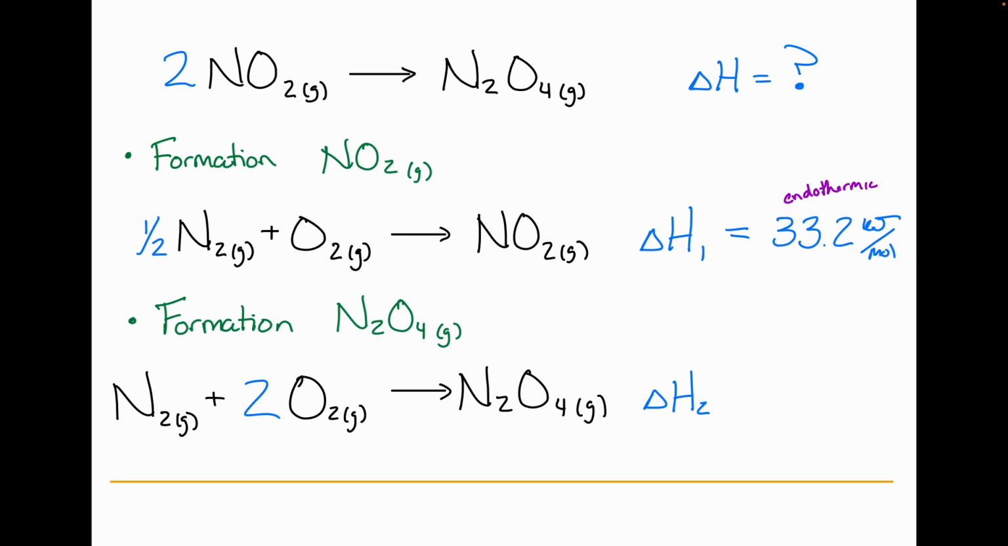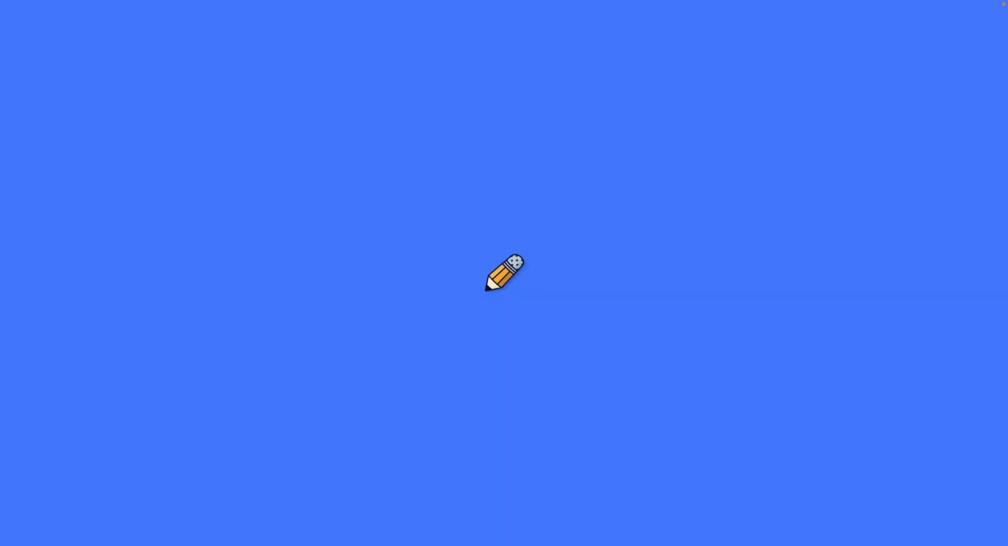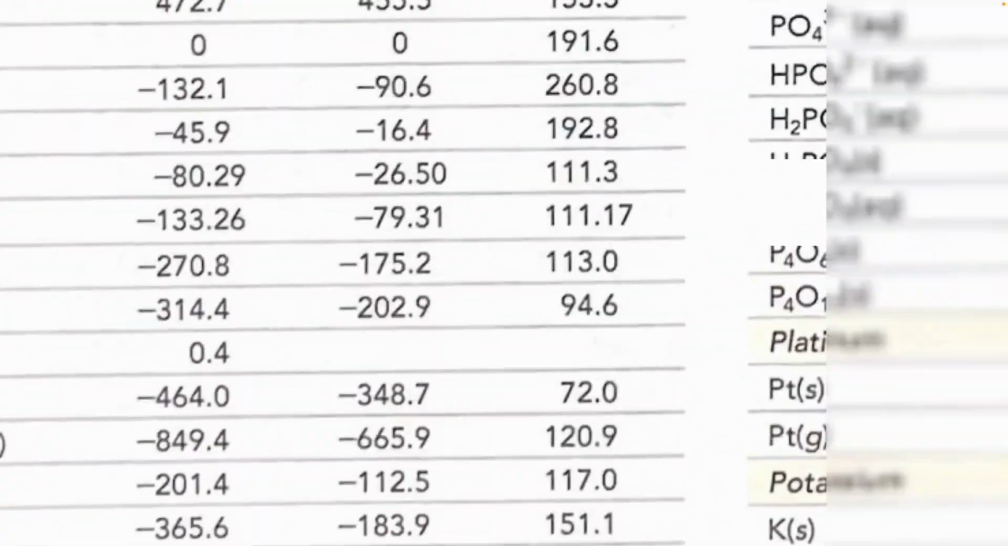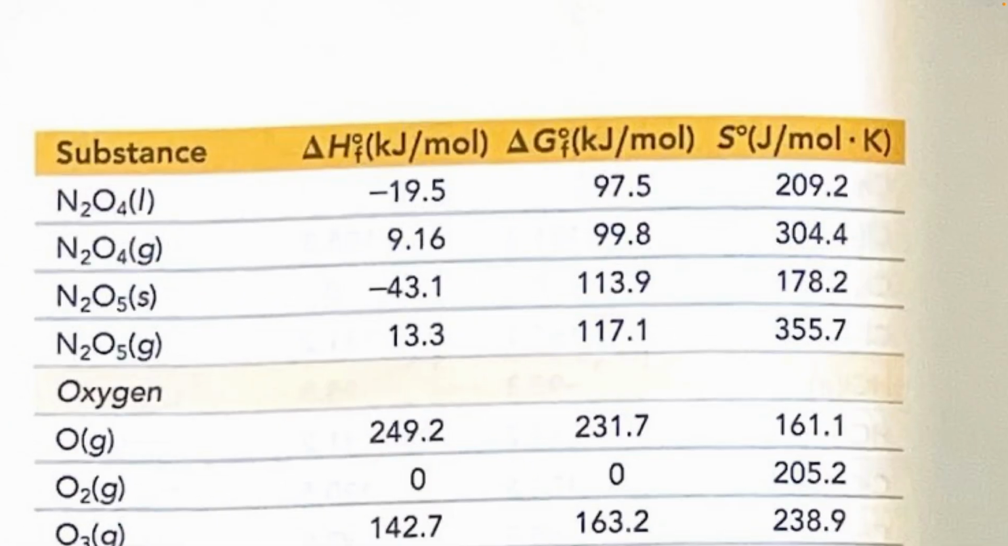Cool. All right, we have one more compound to look up here. I'm going to look up my product, and again, we need an exact match: N2O4 gaseous state. On my table, I have to do a little bit more scrolling. Now it's all the way at the top over here.